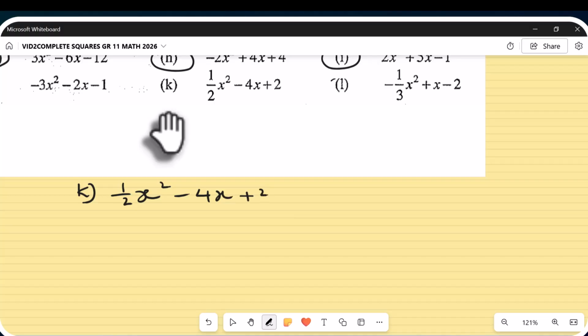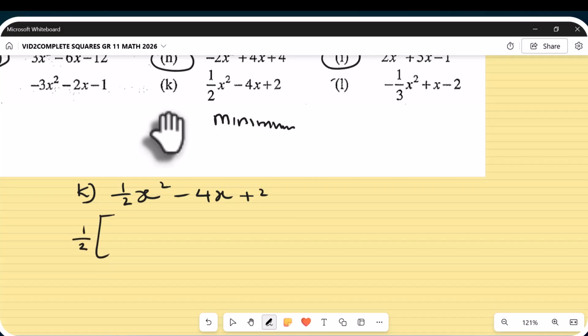What you do now to remove this 1 over 2, you multiply through by 2, or you divide by 1 over 2 like this. So when you take out 1 over 2 in the brackets here, we're left with x squared. Now the negative 4 we divide by 1 over 2. Even here the 2 divided by 1 over 2. What do we get now?